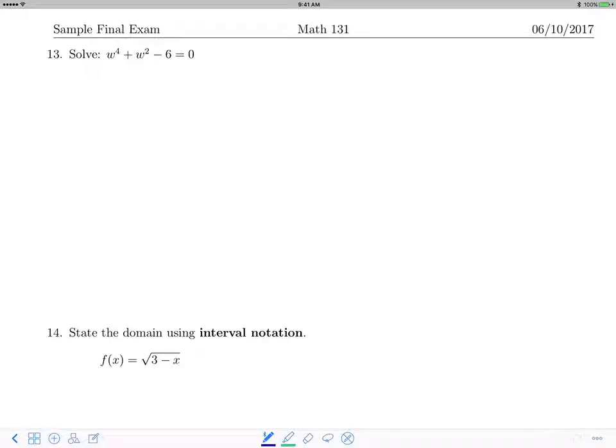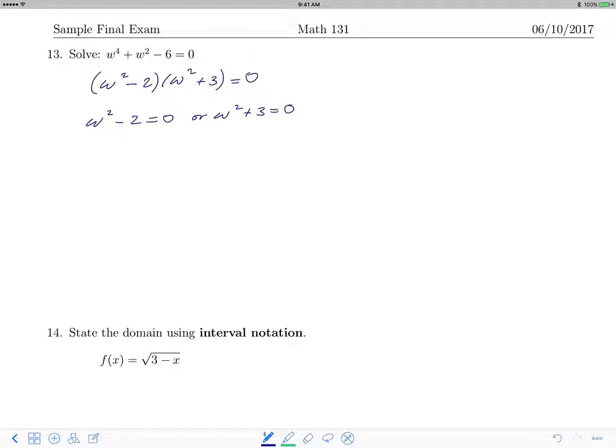In number 13, we're going to solve this equation by factoring. So we're going to factor this into (w squared minus 2)(w squared plus 3) equals 0. And so using the product rule of 0, w squared minus 2 equals 0, or w squared plus 3 equals 0.